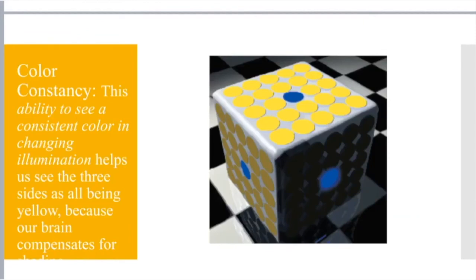The first one is color constancy, right? This is the ability to see consistency in color when changing illumination. It helps us see all three sides as being yellow because our brain compensates for shading, right? So here, looking at this particular image, all sides of this cube, we all perceive to be the same color yellow, and we assume that it's the same color yellow. Our top-down processing tells us it is because of shading, right? Because one side isn't in the light doesn't make it less yellow, it just makes the lighting less helpful for us to see it, right?